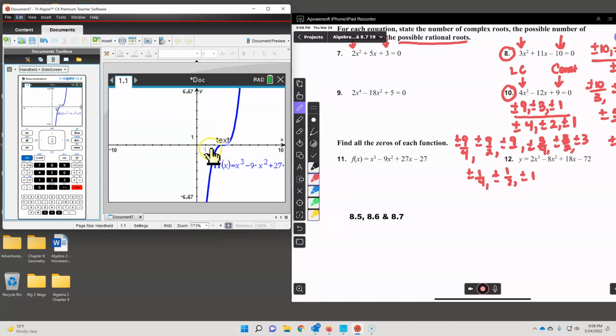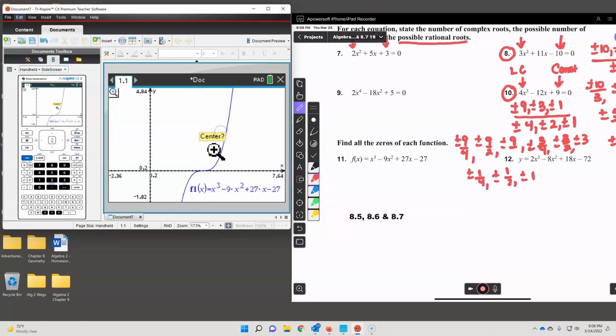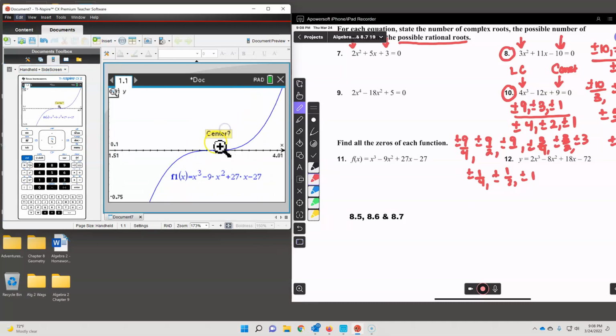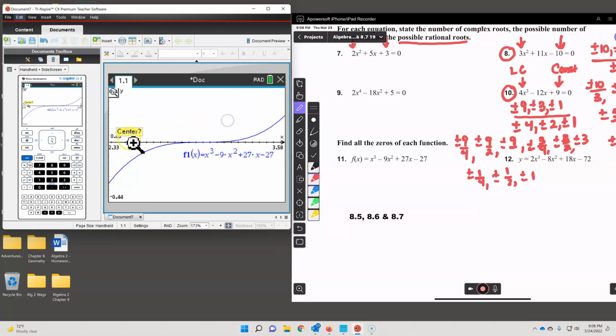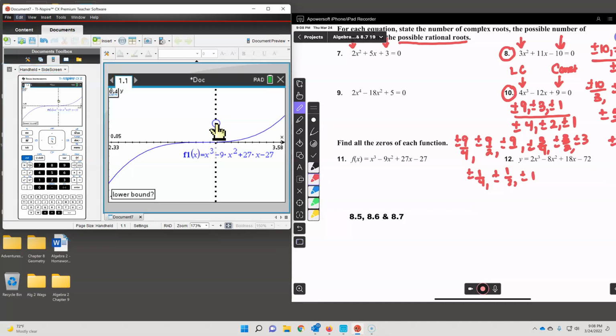And you notice that right here it looks like it's intersecting, so what you've got to do is zoom in. Go to menu, then zoom in. Okay, it appears to be one intersection, so go to menu, analyze graph, zero, go to the left side, go to the right side, and you notice that the zero is 3. Okay, so I found the zero, so it's 3.